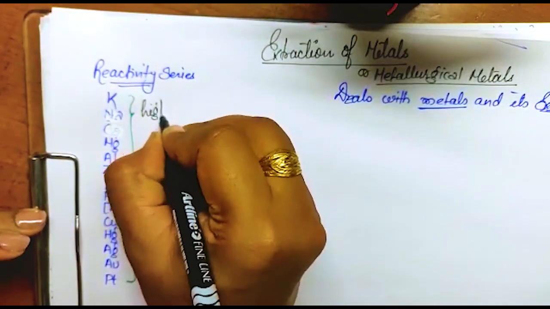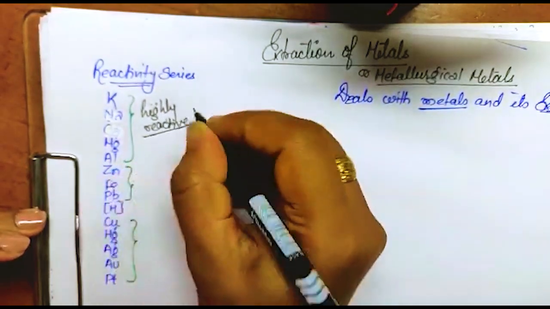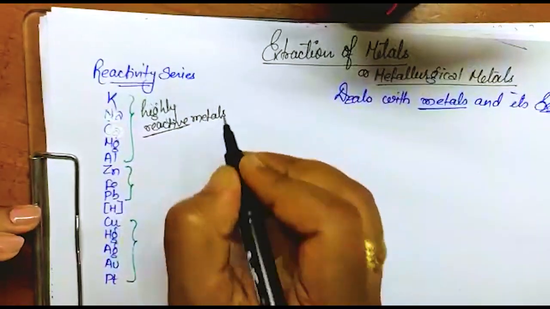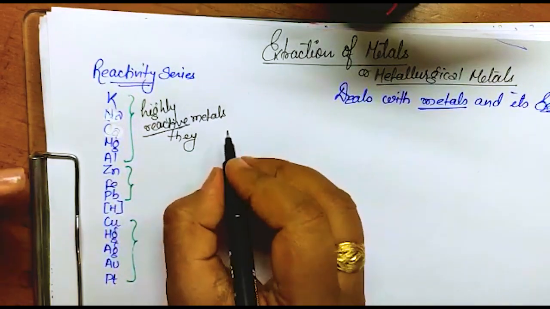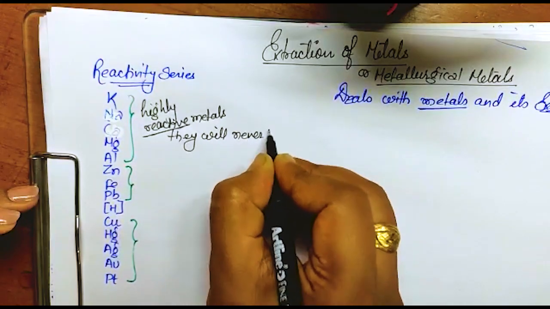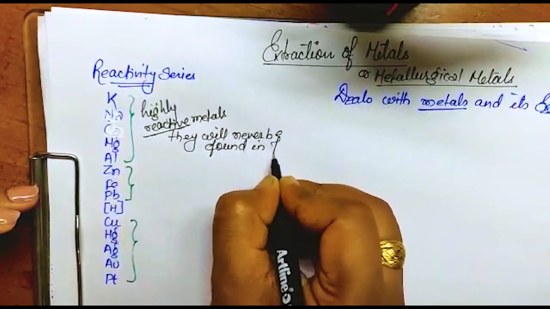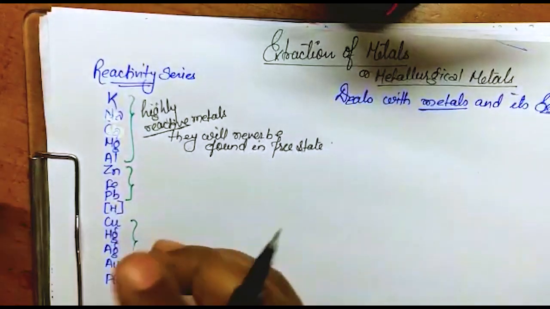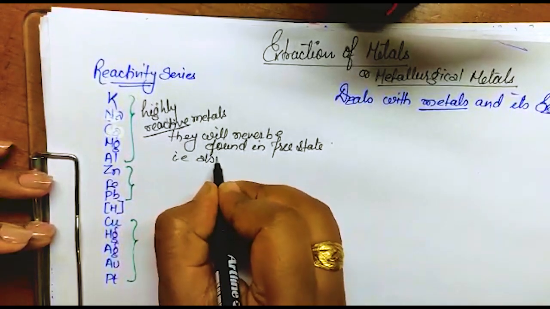Okay, these are the highly reactive metals, and highly reactive metals means they will never be found in free state. Got it? So it also means that they will always be in the combined form.